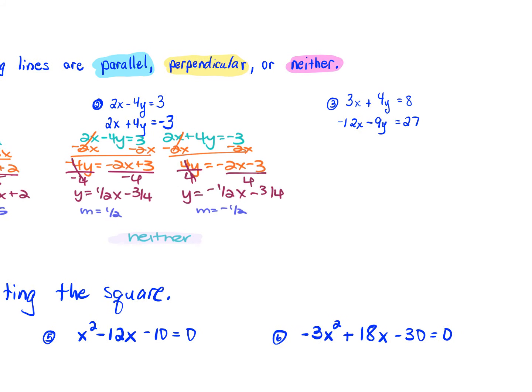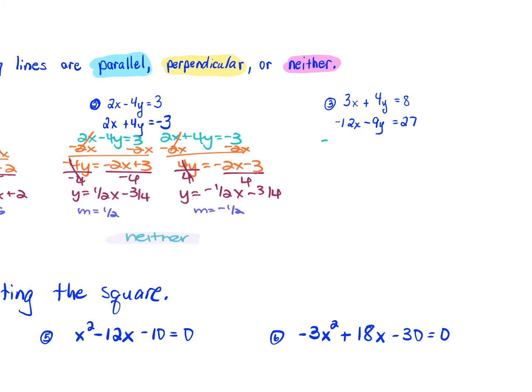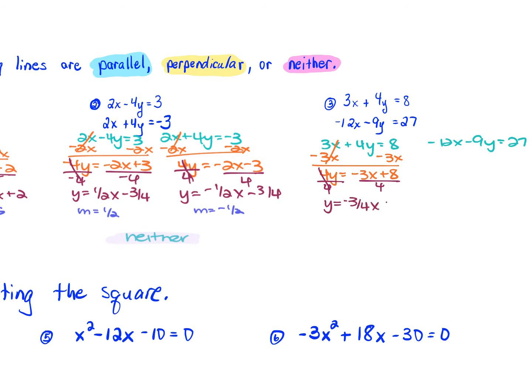For number 3, we have 3x plus 4y is equal to 8. And negative 12x minus 9y is equal to 27. If I work with the one on the top first, I'm going to subtract 3x from each side. This gives us 4y is equal to negative 3x plus 8. Then we divide each side by the 4. So we have y is equal to negative 3/4 x plus 2.